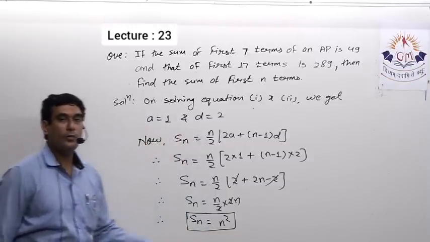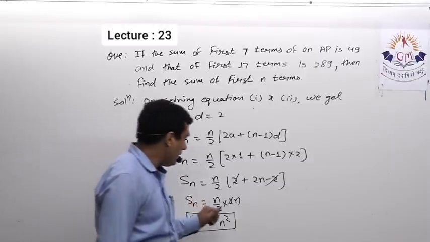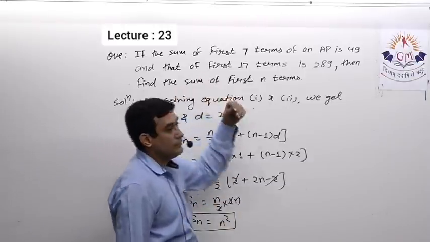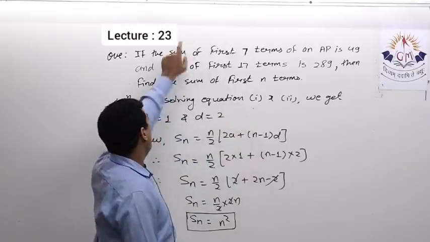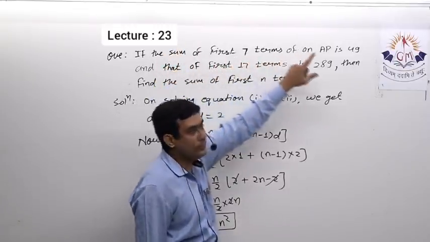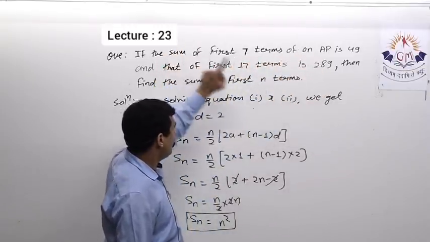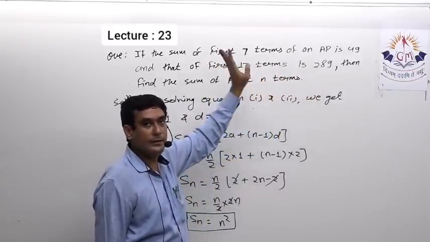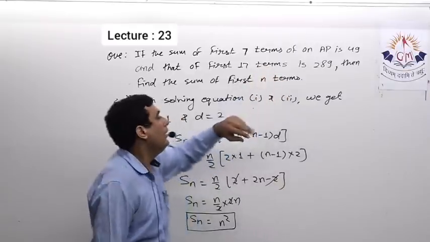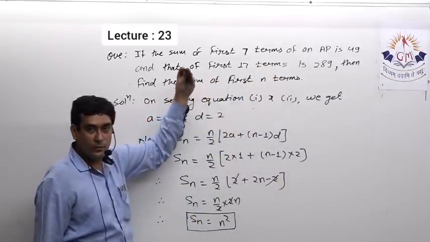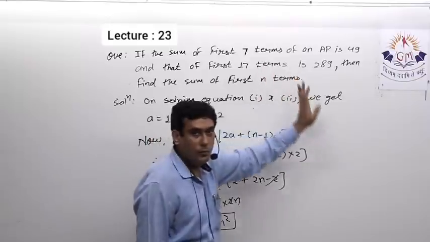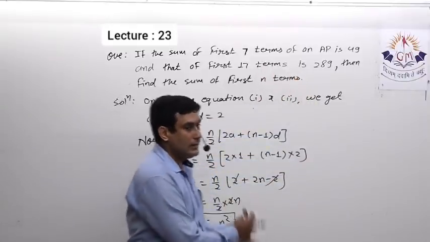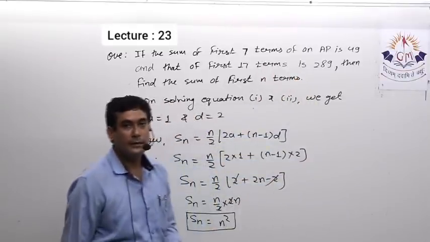That means sum of n terms of this AP is n square. So this question might be asked in that way as well. That if the sum of first 7 terms is 49, sum of first 17 terms is 289, then find the sum of first 13 terms. So answer will be 169. Or find the sum of first 14 terms. So answer will be 196. Find the sum of first 31 terms. The answer will be 961.